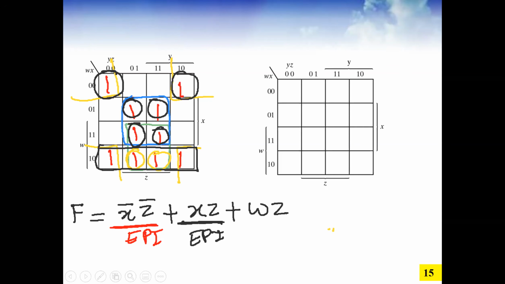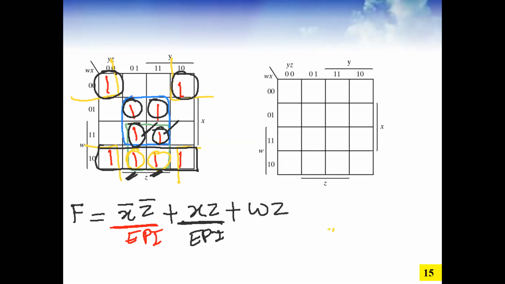Clear? Getting the point? So we can have another solution. The point is that it is not necessary to have only this green one. We can form the black one as well. The next one below can be combined in any other way, and the upper two are already combined with the blue one.